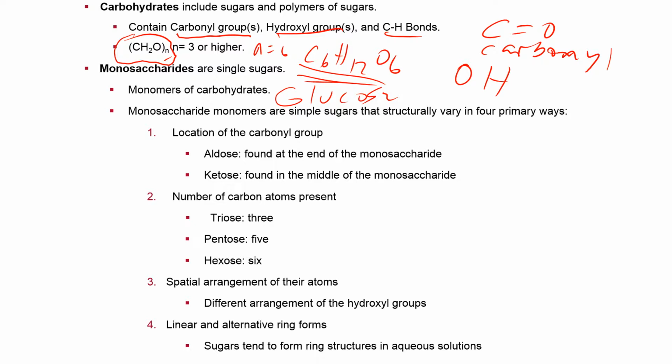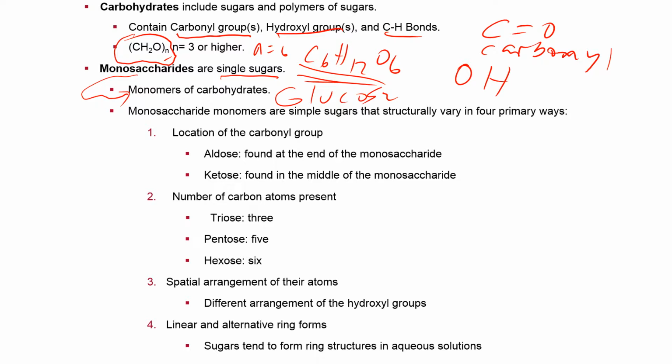Monosaccharides is the term, the label, used to describe the building block of all of your carbohydrates. Monosaccharides are single sugars. They are the monomers, the building blocks of your larger carbohydrates. Monosaccharide monomers can vary in different ways.